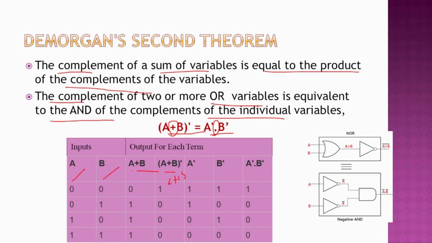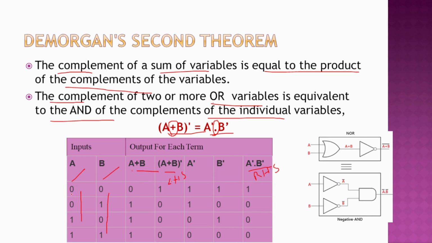Afterwards, find the RHS value, that is A dash dot B dash. Then compare whether the RHS is equal to the LHS. The RHS is always equal to the LHS. As usual, fill A with 0011 and B with 0101. For A plus B, you need to do the addition operation here.